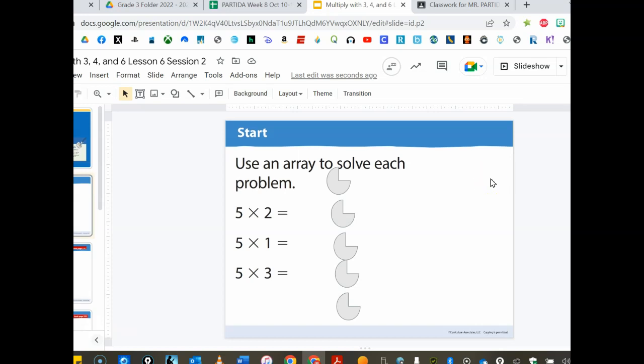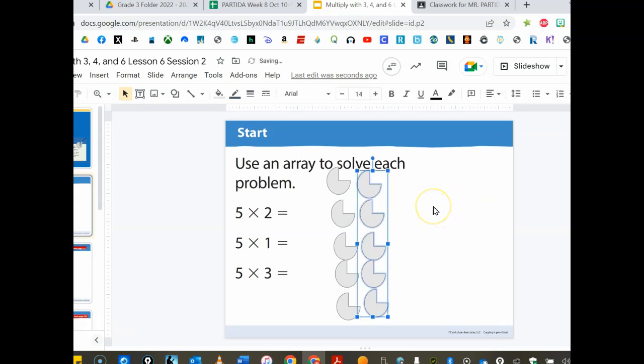Now I have 5 times 3. How many rows am I going to need? Well, the first number tells me how many rows. How many rows am I going to need? 5. With how many in each row? 3.